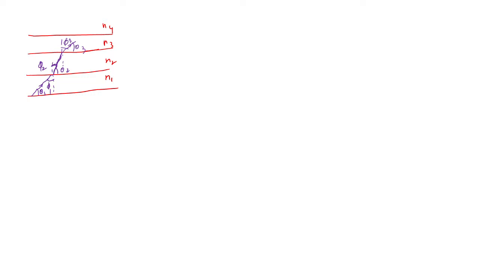And from Snell's law we have seen that n1 cosine theta 1 is equal to n2 cosine theta 2 is equal to n3 cosine theta 3. We derived how this came about in the first part. So if you have missed that, please go back and look through it again.